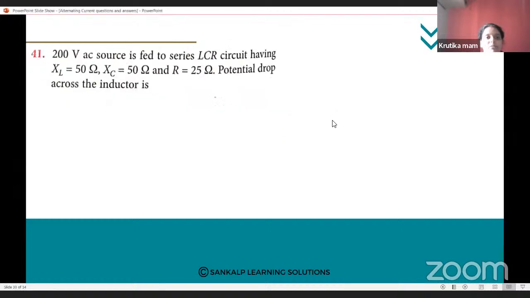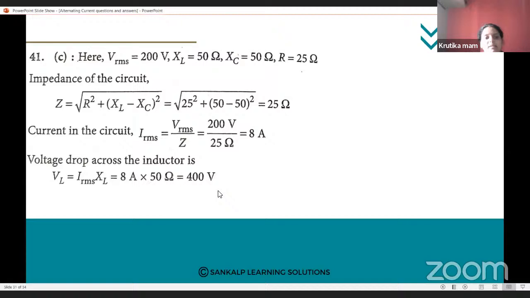Options are not there, okay, sorry. Answer is 400 volt. See, answer is 400 volt. So VRMS is given as 200 volt, XL is equal to 50 ohm, XC is equal to 50 ohm, and R is equal to 25 ohm. Therefore, the impedance Z is equal to the square root of R square plus bracket XL minus XC whole square. So substitute the values and simplify Z. Once you get Z, 200 by 25, it is 8 ampere.